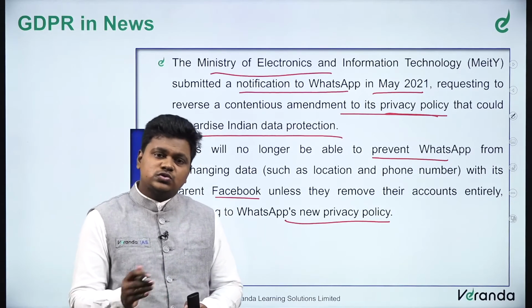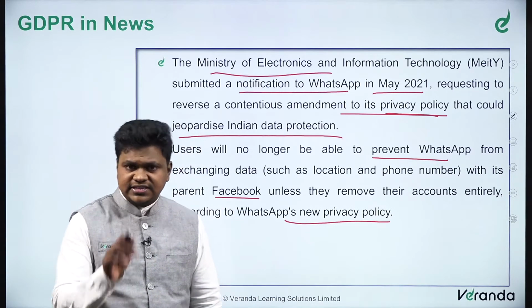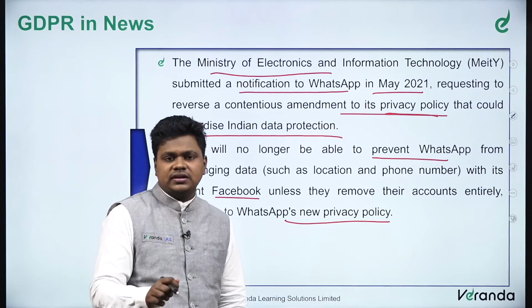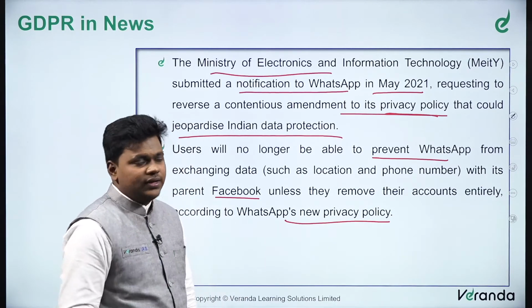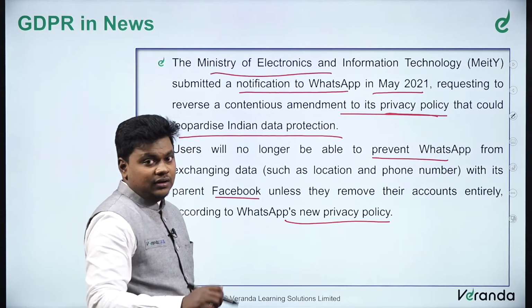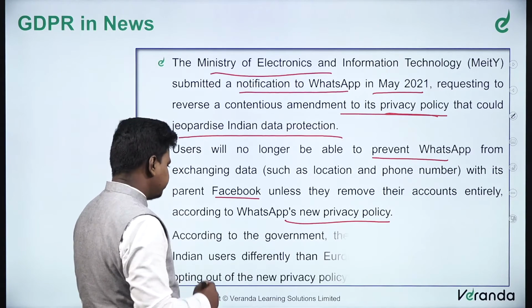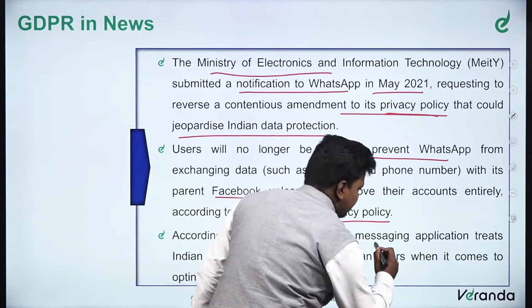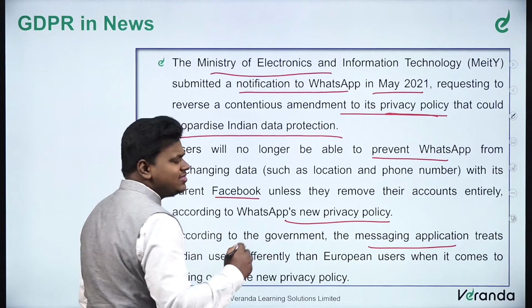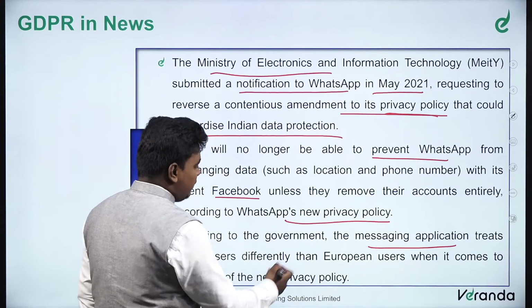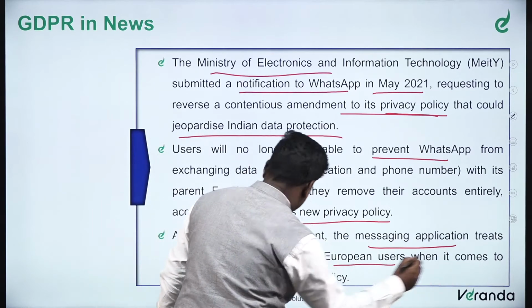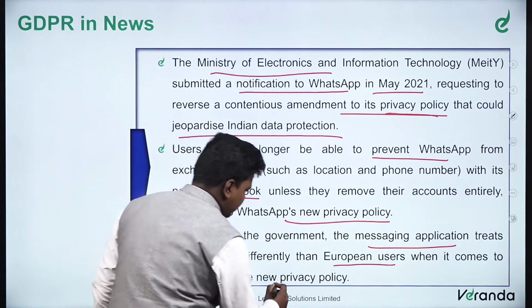So, Facebook can use the data for any other purposes. In such a way, the privacy of a person is actually violated. That is why the ministry has asked WhatsApp for an explanation regarding this policy. According to the government, the messaging application treats Indian users differently when compared to European users when it comes to opting out of the new privacy policy.